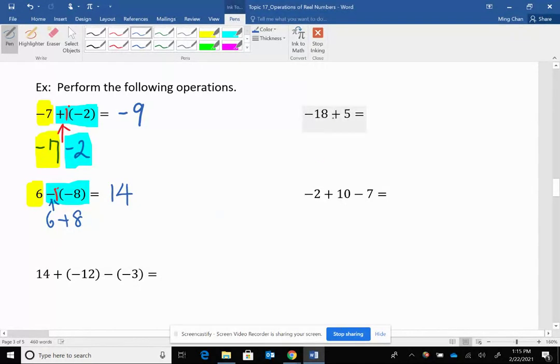Okay, -18 plus 5, right? You say plus, this plus sign is outside the parenthesis, so there's two terms. -18 is the first term, second term is +5. So terms with different sign, one positive, one negative term, we subtract, so that will give me -13 because I got more negative than positive.